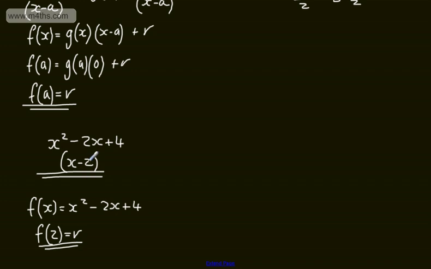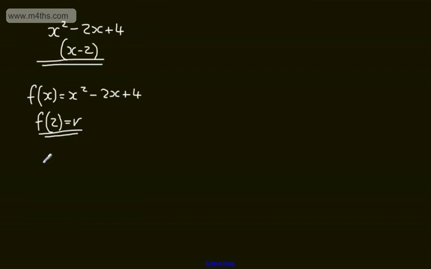What we're doing is evaluating f of 2. If that was plus 2, we would do minus 2. If that was minus 5, we would do f of 5. If it was plus 6, we would do f of minus 6. What we want to do then is find the remainder. So let's do f of 2. Well, f of 2 is going to be 2 squared, which is 4, minus 2 lots of 2, which is minus 4, plus 4. We can see that f of 2 is going to be equal to 4.